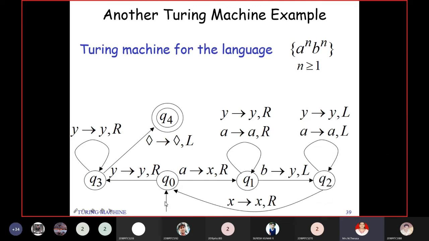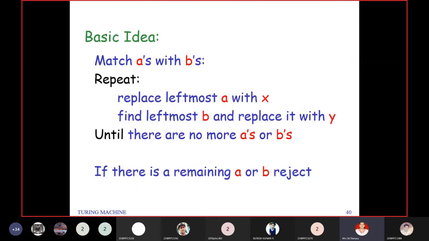So start from this Q0. The algorithm: replace the leftmost A with X, find the leftmost B and replace it by Y. You have to repeat this operation until there are no more A's or B's. If there is no remaining A or B, reject.